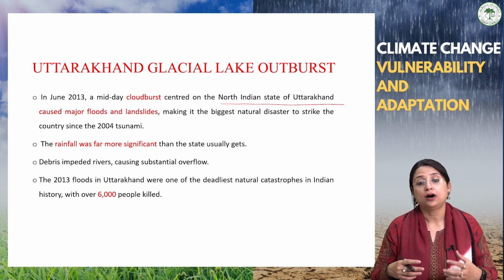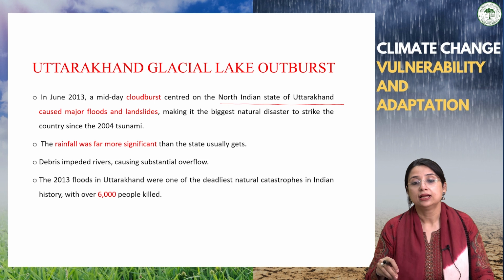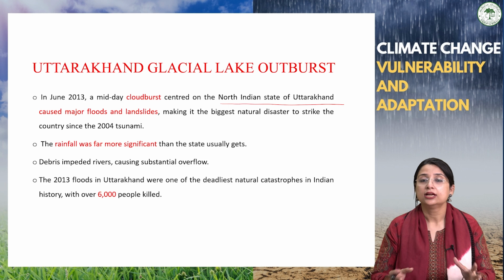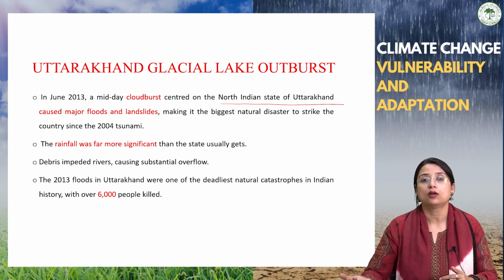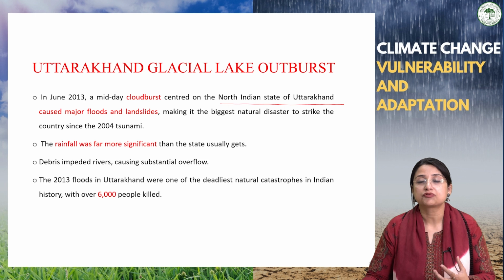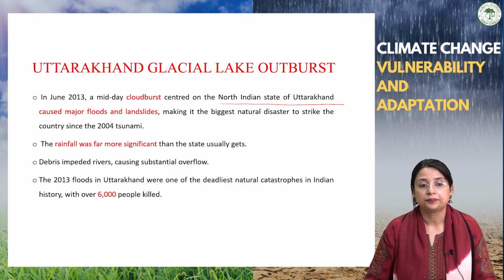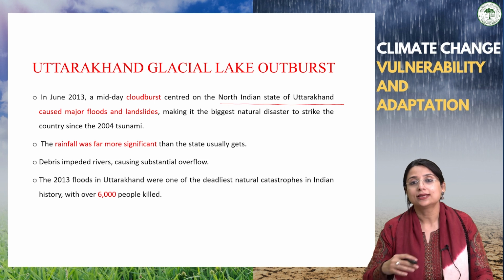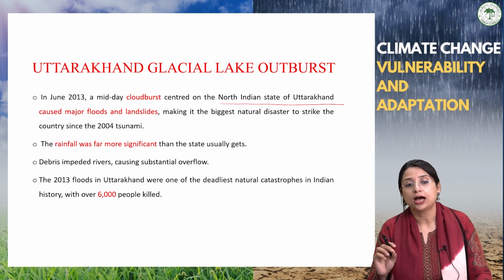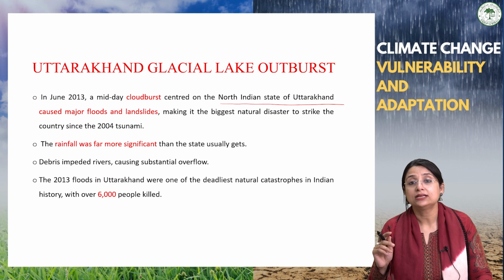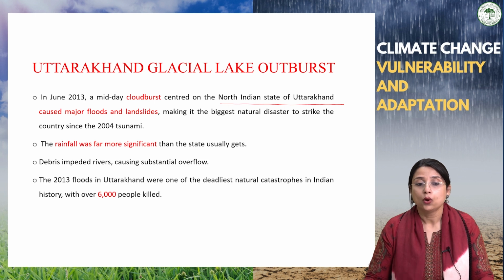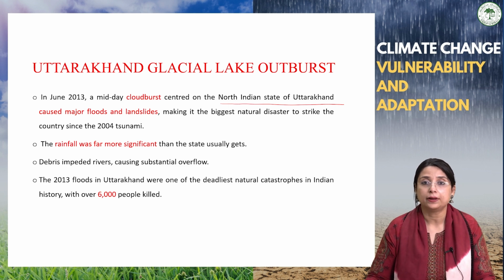The rainfall was far more significant in this region than the state usually received in the past. It was very high compared to normal, if we look at the data. Due to this flood situation, a large amount of debris impeded the rivers, causing them to overflow. This 2013 flood in Uttarakhand is regarded as one of the deadliest natural catastrophes in Indian history, which killed over 6,000 people, even more than that.